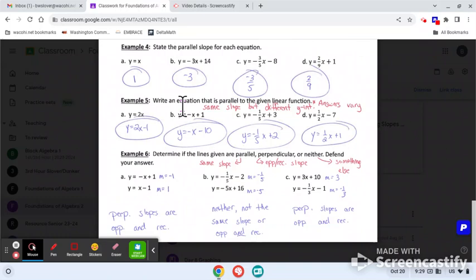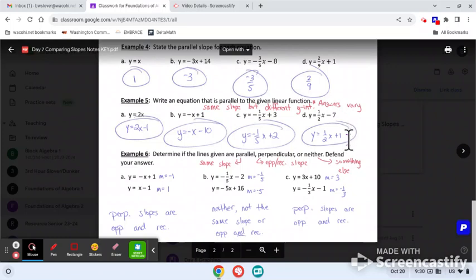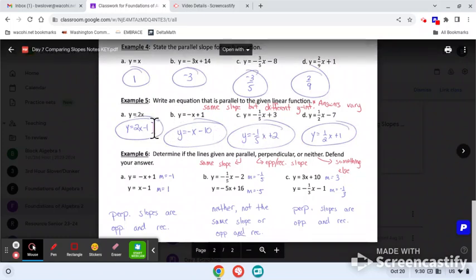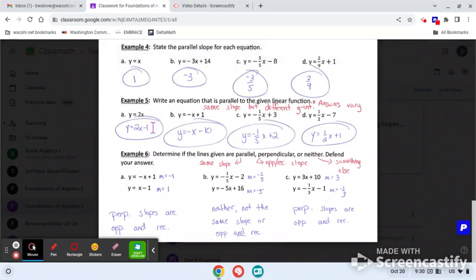And example 5 says write an equation that is parallel to the given function. So once again, your answers are varied. There's an infinite amount of possible correct solutions. You need to make sure, though, that you do not list the exact same y-intercept that the original equation had. We want something that's parallel to it, not something that's the exact same. So the slope is the same, but the y-intercept is different.